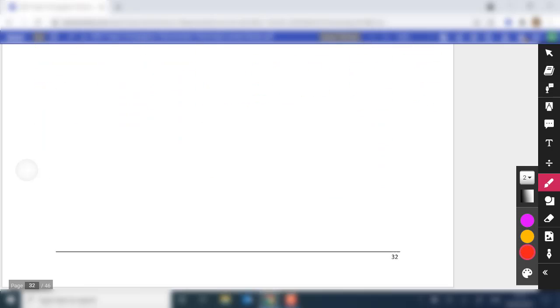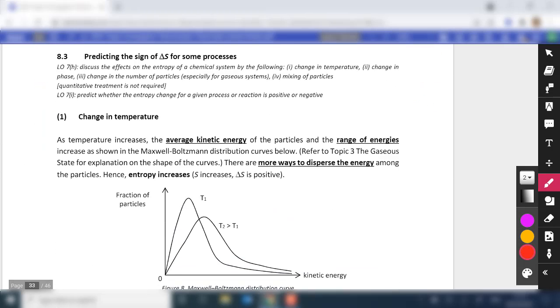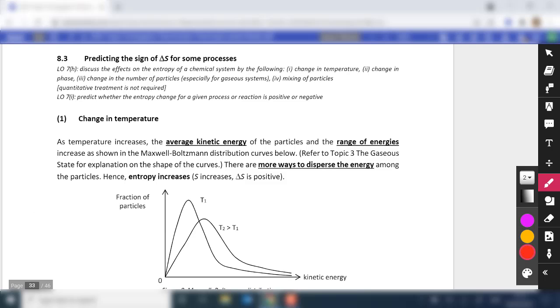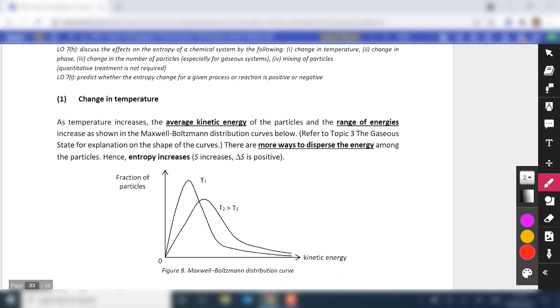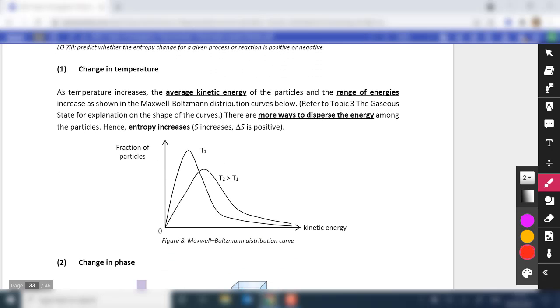Okay, 8.3, so this is the part which I kind of indirectly mentioned earlier on. Predicting the sign of delta S for some processes. So for example, the change in temperature, this is the one that we mentioned earlier on. So we have the same amount of particles.